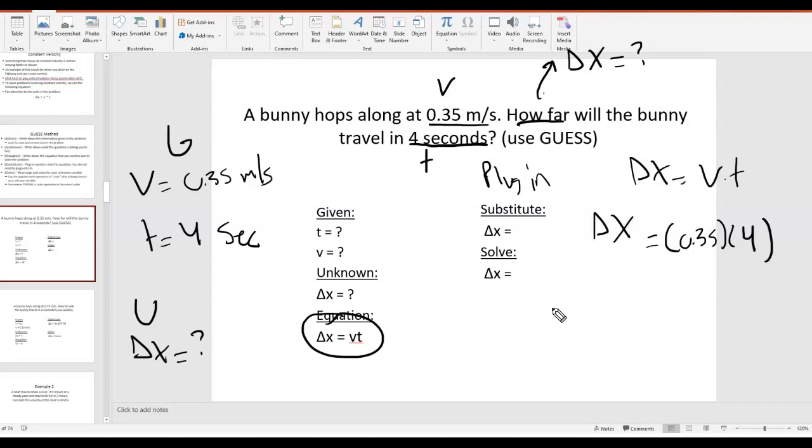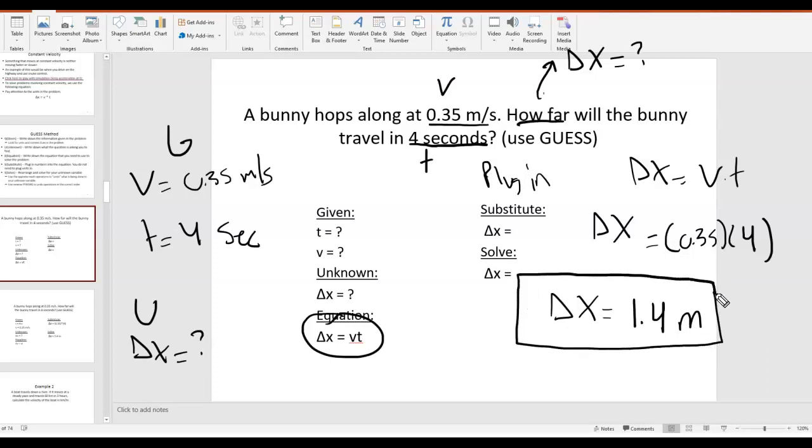Now the last step is to solve. Delta x equals 0.35 times 4. You can use a calculator if you want. Okay, but if you multiply that in a calculator, you should get 1.4. And then what is the unit for displacement? That's going to be meters. Okay, so you have now solved your first physics problem. That is a very simple example using constant velocity.